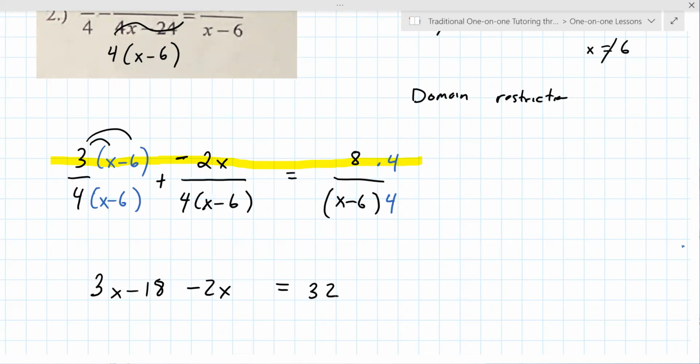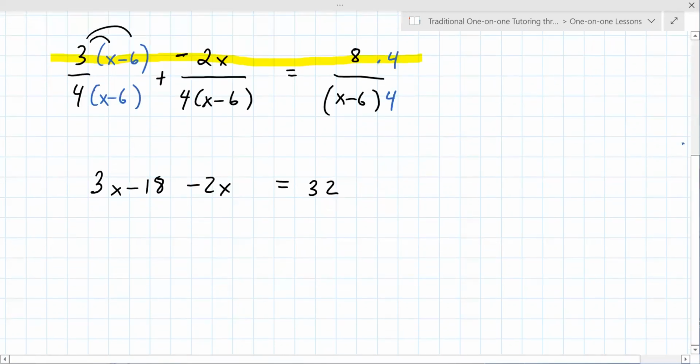And from here, you're supposed to know how to solve this. You're supposed to say, oh, I've done these for the last few years. I know what to do. So the 3x and the minus 2x become x minus 18 equals 32. Add 18 to both sides, and x equals 50.